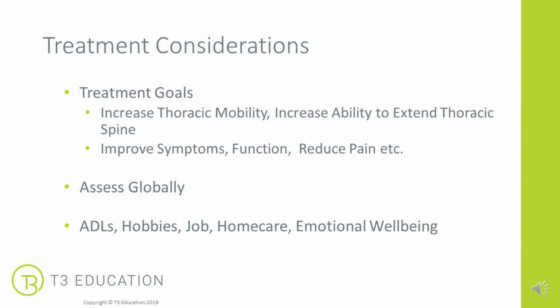Our treatment goals might be to increase the thoracic mobility, increase the ability to extend the thoracic spine and improve function. We might also want to improve any symptoms that the client's having, any pain, discomfort or lack of mobility. We also might want to look at what's happening more globally, as when I see a kyphotic client, we often see things happening further down the chain or further up the chain.